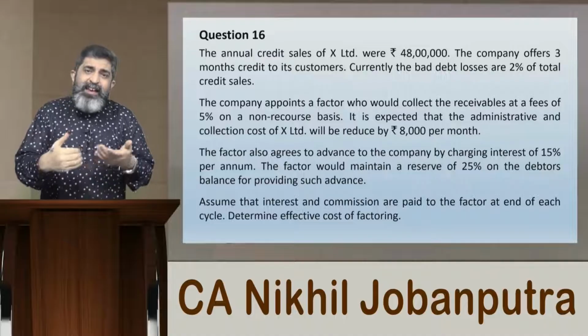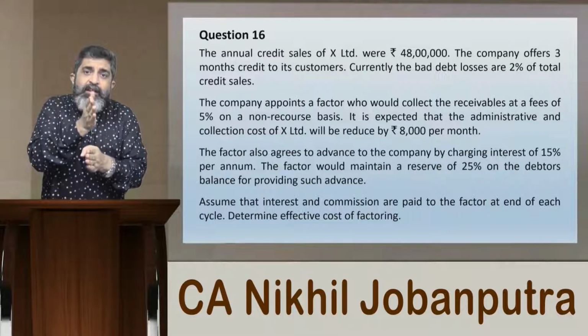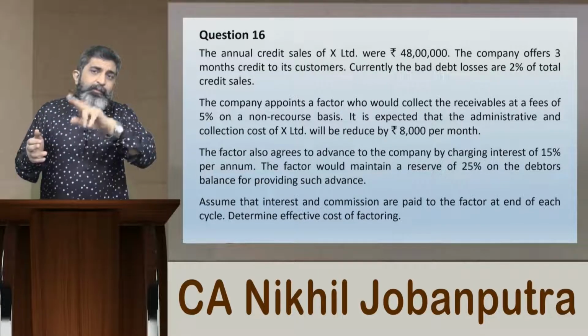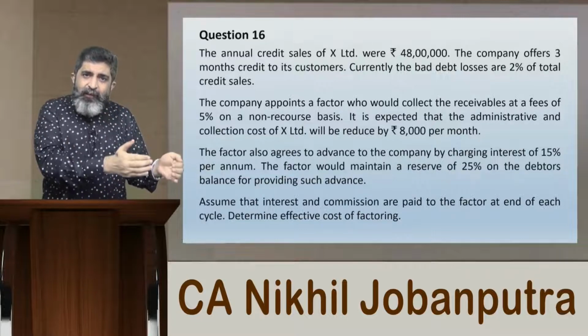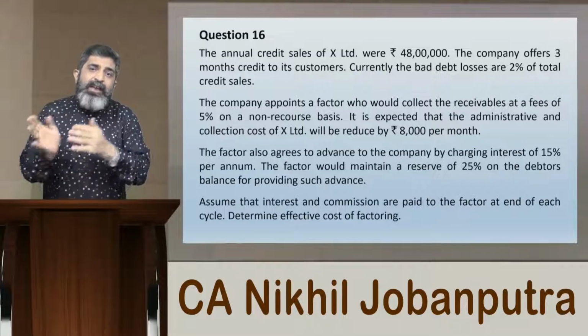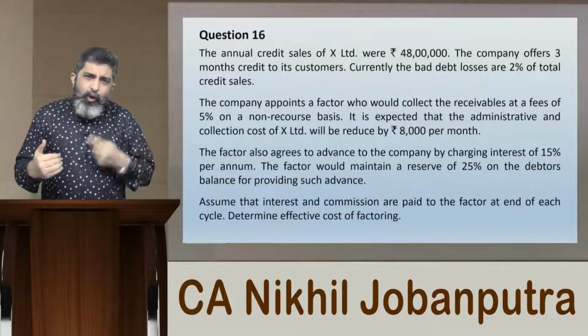Then the cycle doesn't end over there. That means one cycle is over, but the sequence doesn't end over there, because one cycle getting over, another cycle will begin. So again in the next cycle, the factor will again give me advance of 9 lakhs, and I will give the collection responsibility to collect 12 lakhs of amount, and that goes on and on.